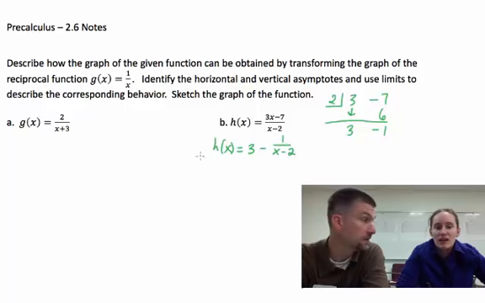Wow, that's really easy. And now what we can do is say, well, the plus 3 on the outside is telling us that we've got a shift up of 3.